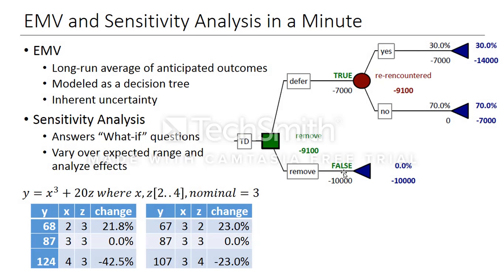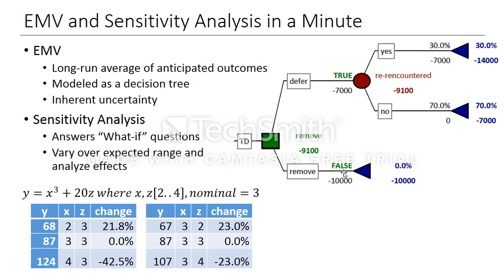Since EMV is core to the project, I felt it appropriate to spend a minute discussing it as well as sensitivity analysis. EMV is essentially the long-running weighted average of uncertain outcomes. It's often depicted as a decision tree, which is shown here on the right. This decision tree is also core to the project, as it is the basis for all of the technical debt analysis that we do. We essentially expand the tree basically over the number of iterations and the other input that the user gives us.